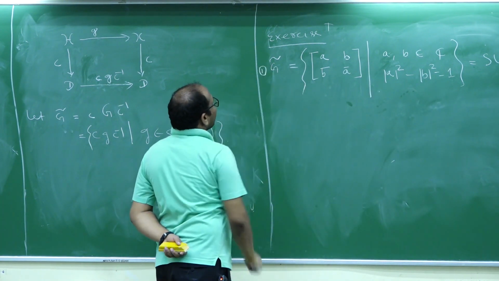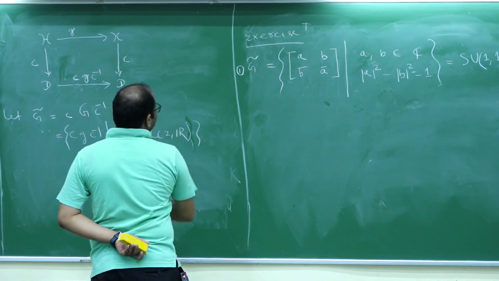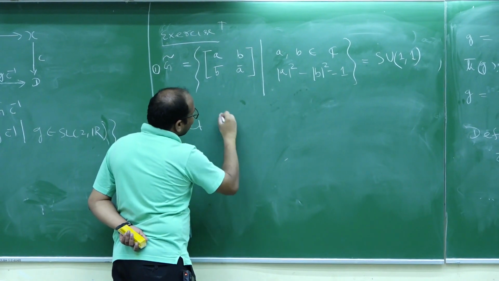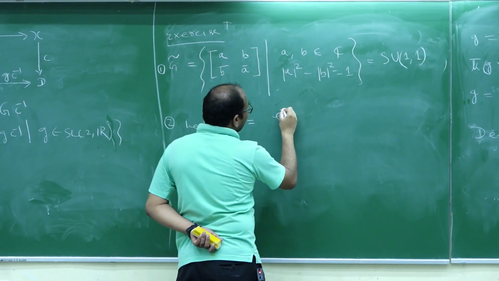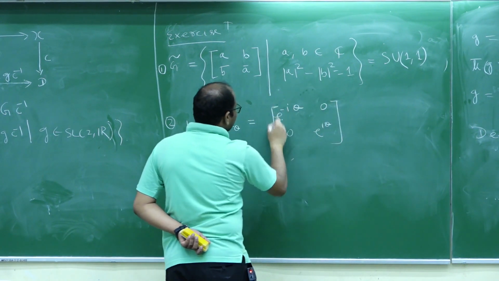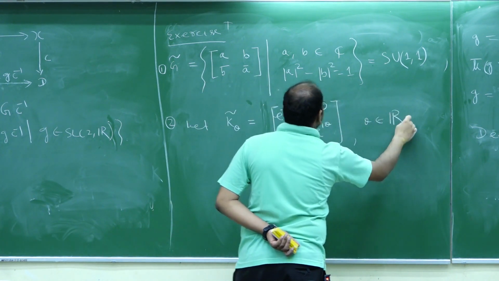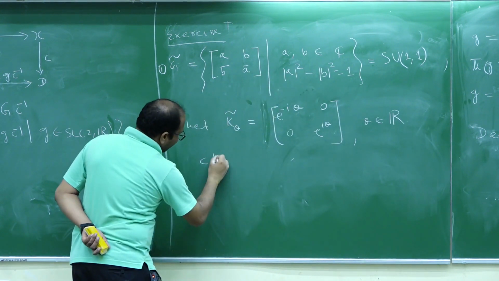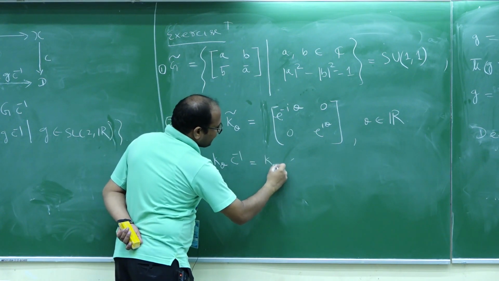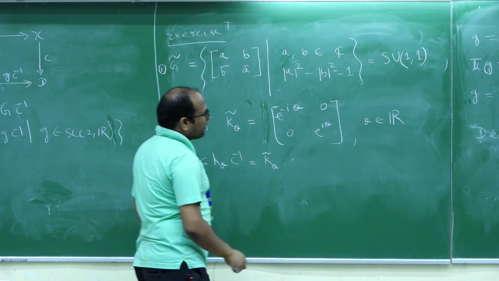First thing. Second thing is, you take this matrix K theta. So the second thing, these are all exercises. So let K theta tilde be e to the power minus i theta, 0, 0, e to the power i theta. Okay, this is the thing. If you calculate this thing, C K theta C inverse is really K theta tilde. So this is also an exercise. You can do that.